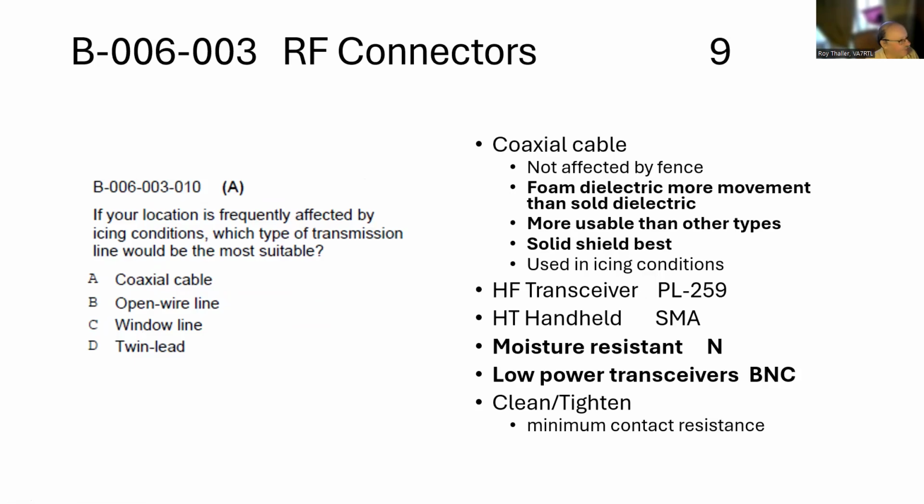If your location is frequently affected by icy conditions, what type of transmission line would be most suitable? So in this case, you would use coaxial cable. A is the correct one.